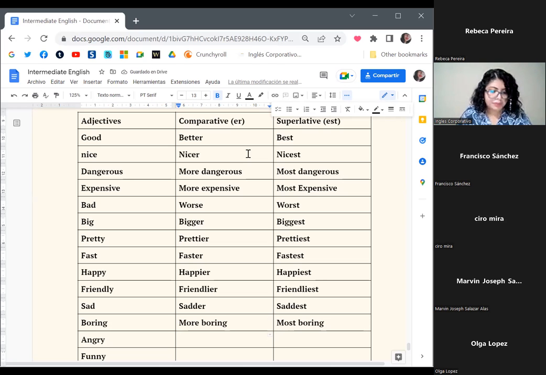Angry. Good, angrier. And superlative. Angriest. Good. And the last one, funny. We have funnier. And the last one, funniest. That's good. Very, very good.